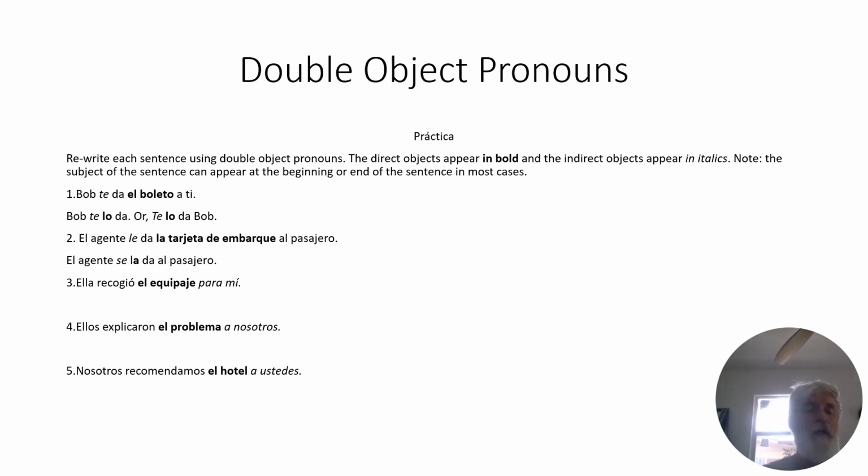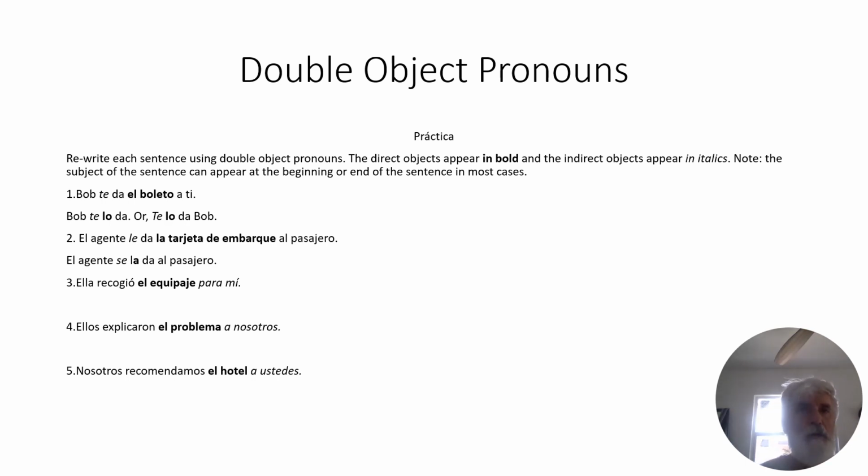Okay, al pasajero. So the agent, literally se la. You've got to him would be le, but you can't have le la, so you change it to se. It's la because it's la tarjeta de embarque. Gives it to the passenger. Notice how redundant Spanish is. In English, I would say I gave the book to Bob. In Spanish, I would say I gave to him the book to Bob.